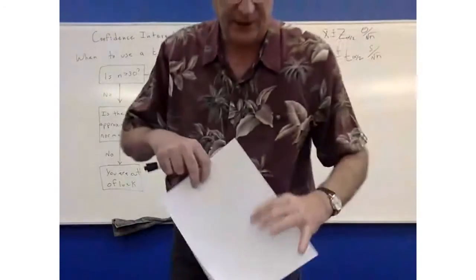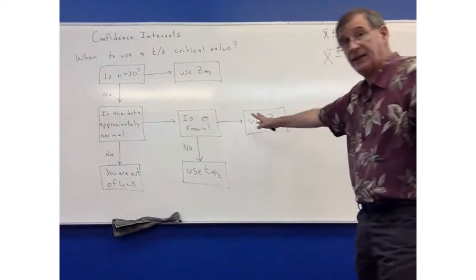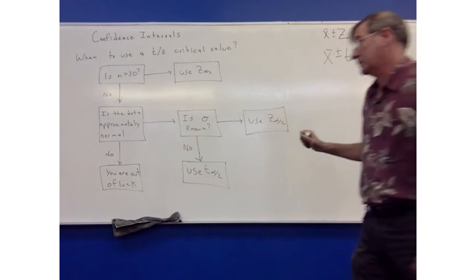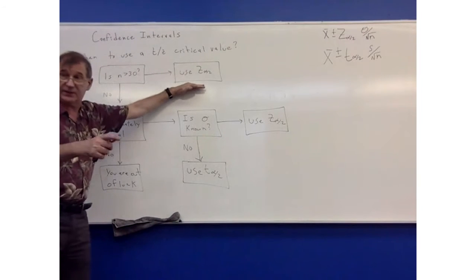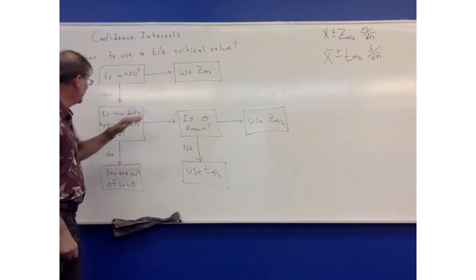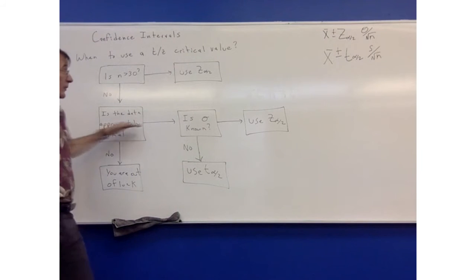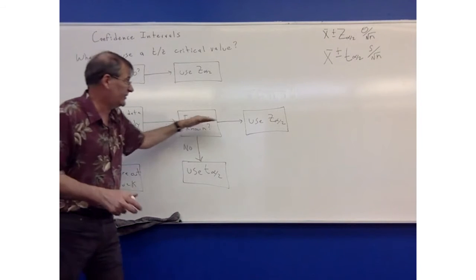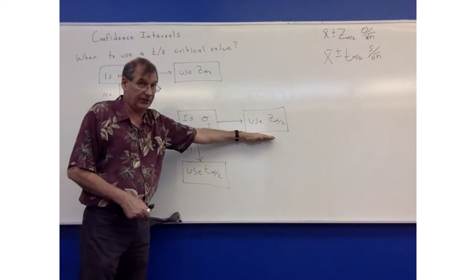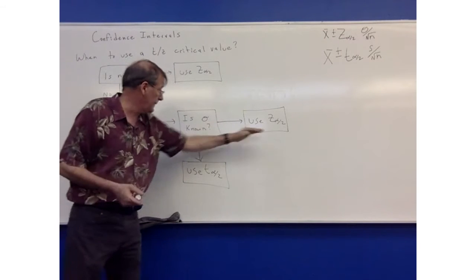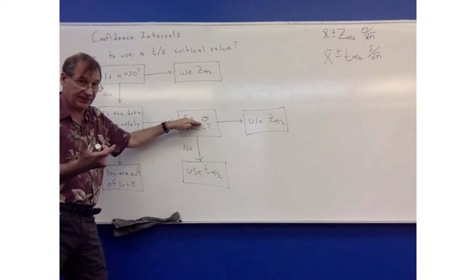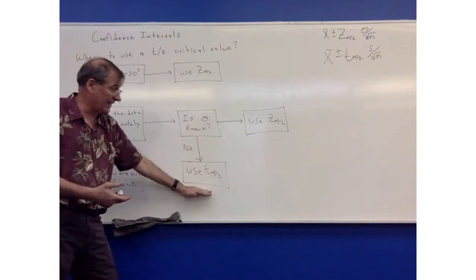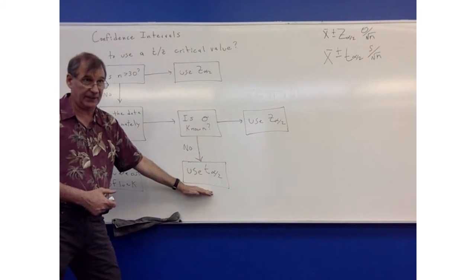But the big thing is, look at this flow chart. When N is bigger than 30, everything's fine. With the standard normal curve, you use a Z value. If the data is approximately normal and you know sigma, then the standard normal table is good, and you use a Z critical value. If it's normal and you don't have a fixed sigma, it can vary, then you have to use this adjusted value, which is a T.